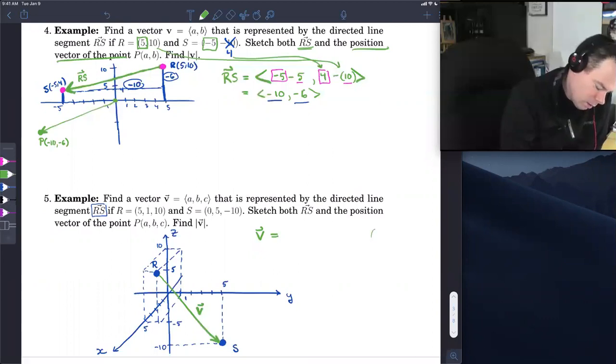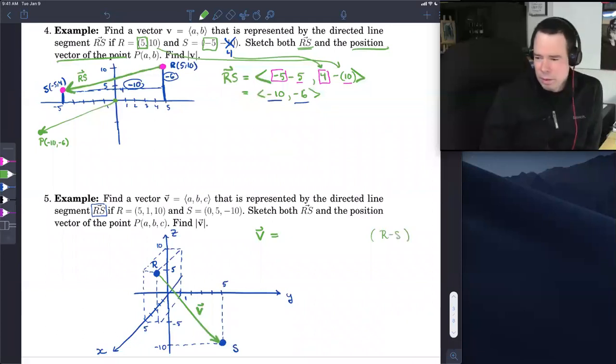What we're thinking here is that it is really the tip minus the tail, so it's R minus S. That's what we're thinking, R minus S. But these are points. R is a point and S is a point. And there's no operation of subtraction or addition of points. We only have operations of addition or subtraction of vectors.